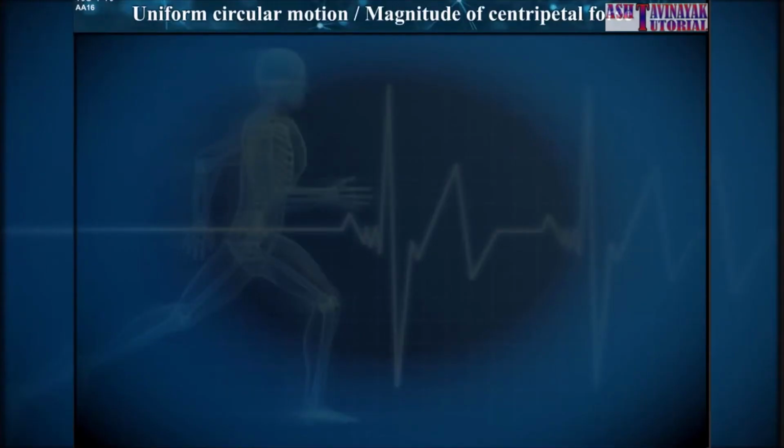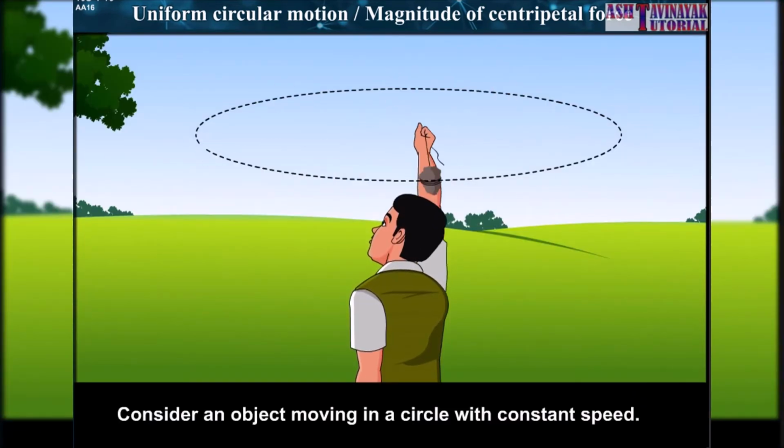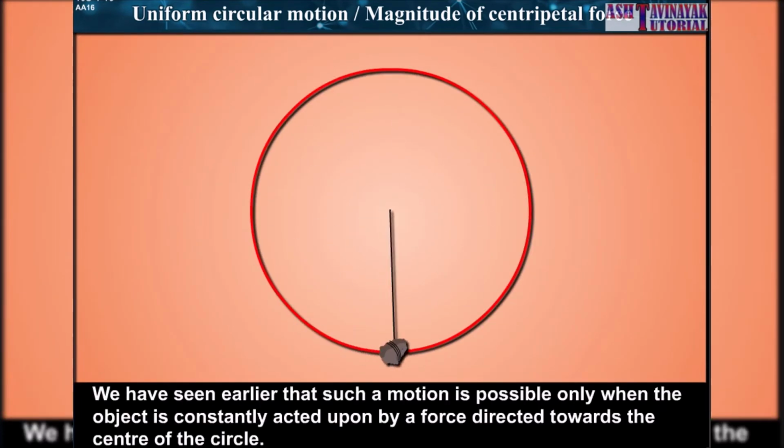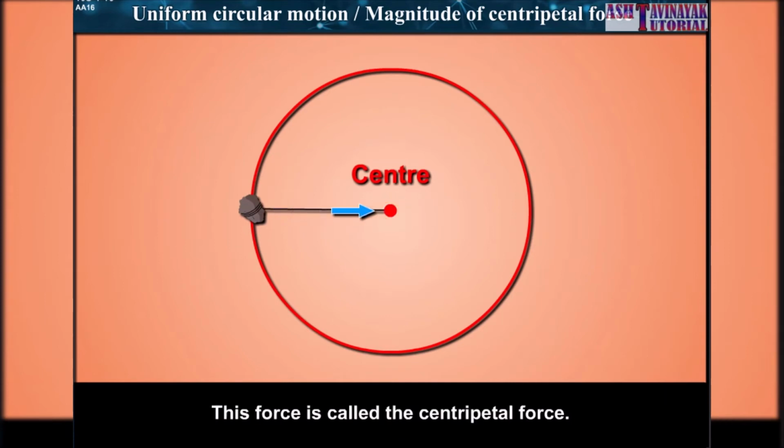Uniform circular motion or magnitude of centripetal force. Consider an object moving in a circle with constant speed. We have seen earlier that such a motion is possible only when the object is constantly acted upon by a force directed towards the center of the circle. What is this force called? This force is called the centripetal force.